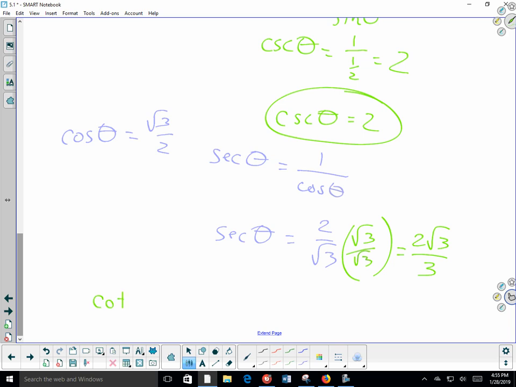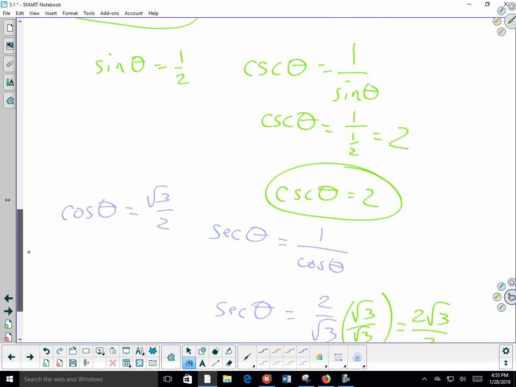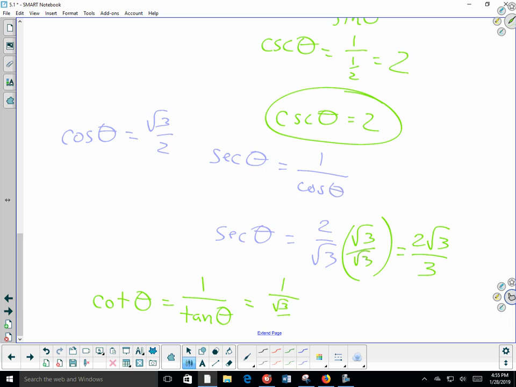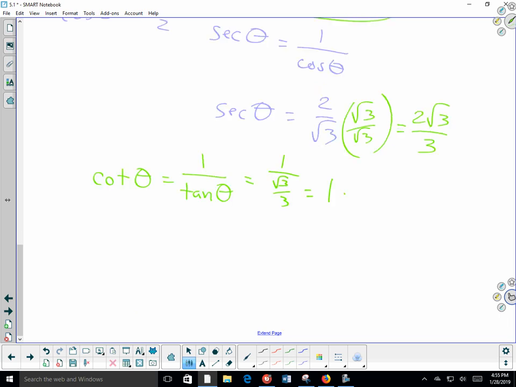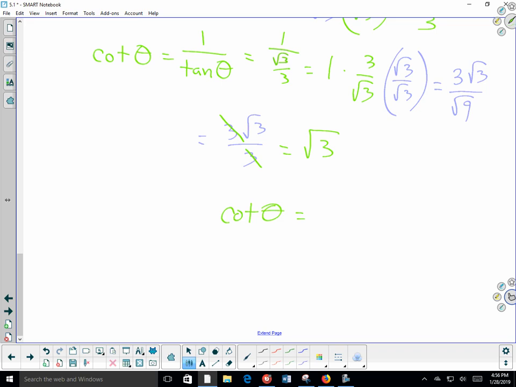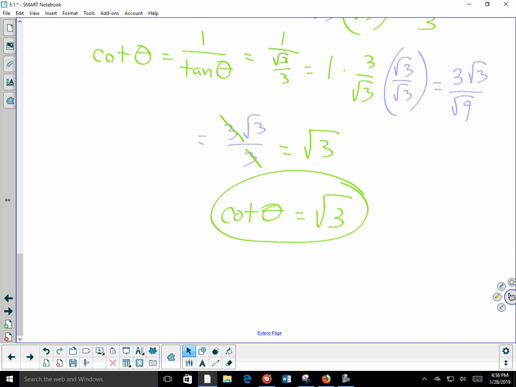Last one is the cotangent of theta, and that is 1 over the tangent of theta. So that means I really just need 1 over square root of 3 over 3. And so in that case, I can say 1 times 3 over square root of 3. And if I multiply by square root of 3 over square root of 3, I get 3 square root of 3 over square root of 9. That's 3 square root of 3 over 3. The 3's divide out, and I'm left with just square root of 3. So I get that the cotangent of theta is equal to square root of 3. I think we found all 6 trig functions.